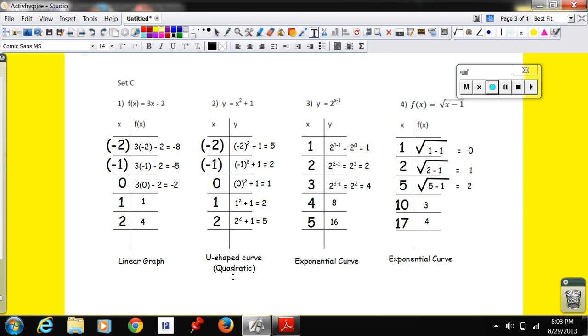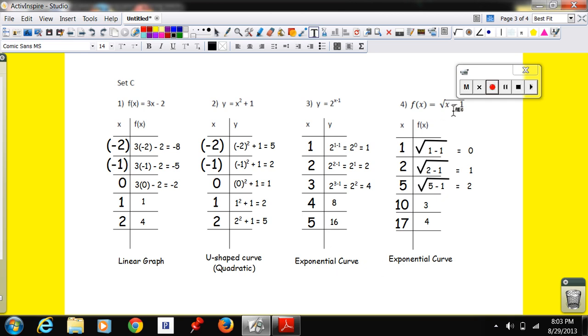It's a quadratic. Another exponent. I would put in these numbers because that'll give me some easy exponents. 2 to the 0 is 1. 2 to anything to the 0 is 1. 2 to the first, 2 to the second, 2 to the third is 8, 2 to the fourth is 16. So those are the numbers for the exponential curve.